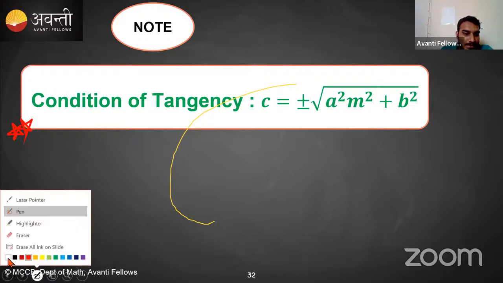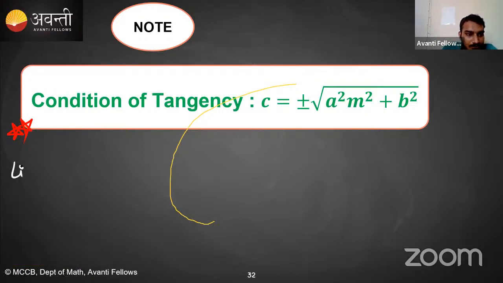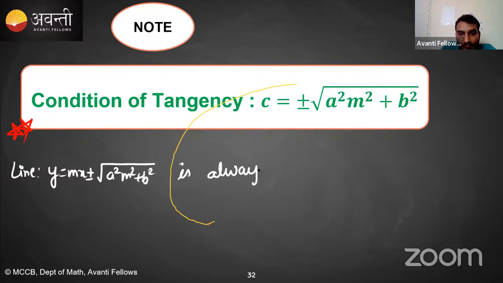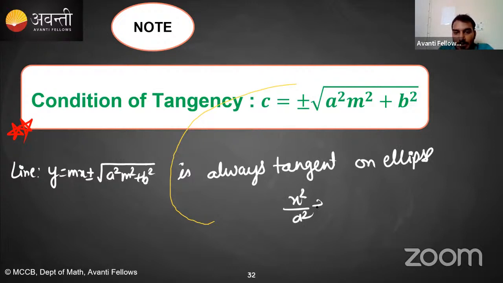Okay, so you can say that the line y is equal to mx plus minus under root of a square m square plus b square is always a tangent on the ellipse x square upon a square plus y square upon b square is equal to 1. Is this clear? It means the line y is equal to mx plus minus under root of a square m square plus b square is always tangent on the ellipse x square upon a square plus y square upon b square is equal to 1.